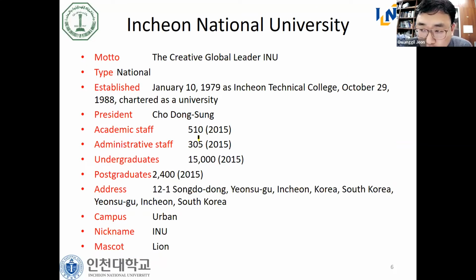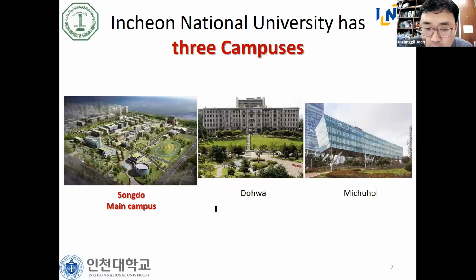I'm currently working at Incheon National University. We have 500 professors, 15,000 undergraduate students and 2,400 postgraduate students. We have three campuses. Currently, I'm at the main campus, Songdo. Songdo means the pine tree island. This university is on an island, and there are many pine trees. This is from Chinese characters. And we also have the Doha campus and the Michuhol campus.